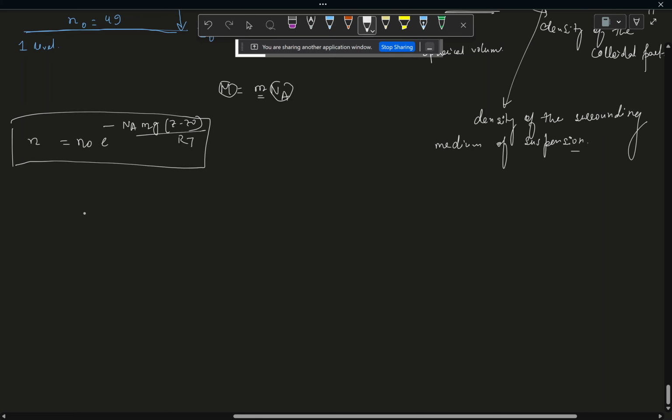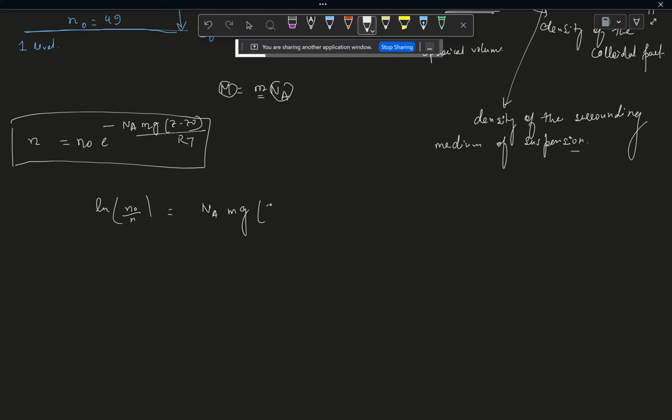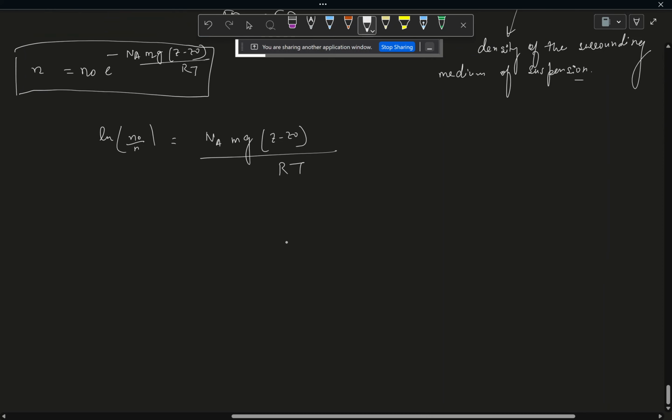So now your ln of n by n naught will be simply, because there is a minus sign, we prefer to write n naught by n so that the minus sign can be tackled directly. So ln of n naught by n equals Na mg (z minus z naught) divided by RT, right? Then you can also say this Na by R, this term you can call directly 1 by kB, basically, because R is kB times Na.